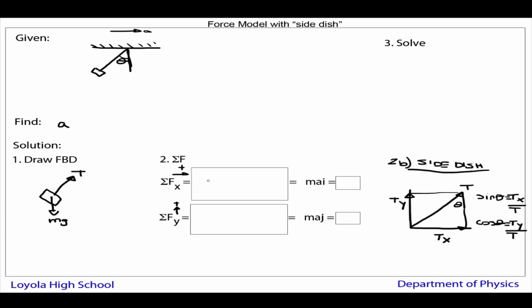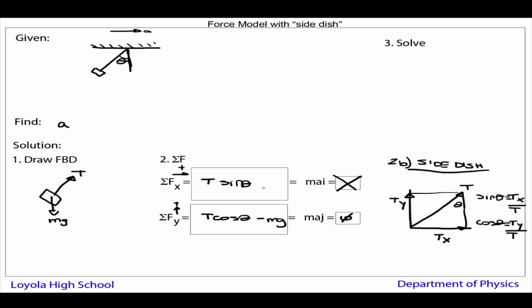Now going back to step 2, in the x direction I see a Tx, which is really T sine theta, and it is accelerating, so I put ma_x. In the y direction I see T cosine theta, which points upwards, minus mg, and it's not accelerating up or down. Whenever one or many of the forces are at an angle, we need a side dish to break those forces into their sine and cosine components, and those are the components we put into the force equations, keeping in the theme that x and y forces are independent.